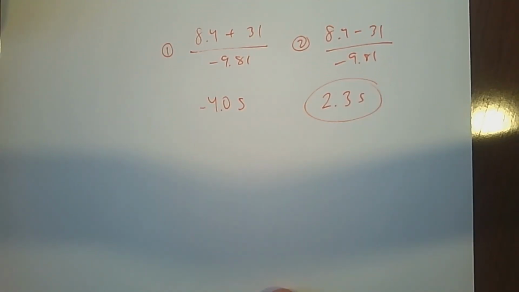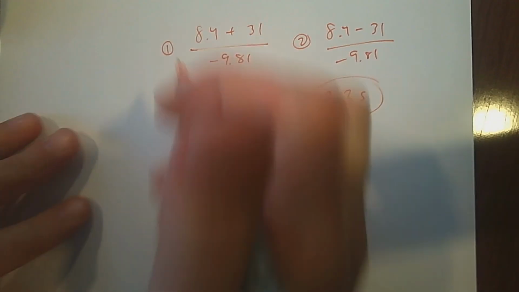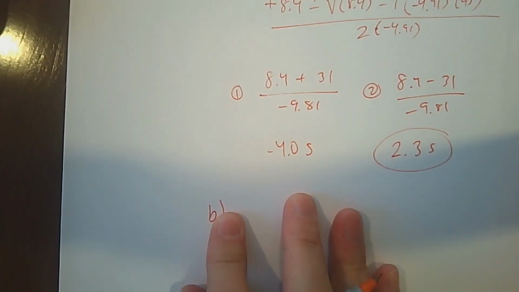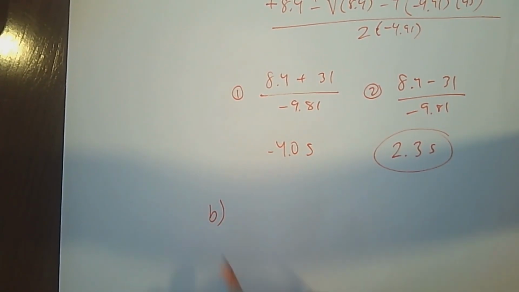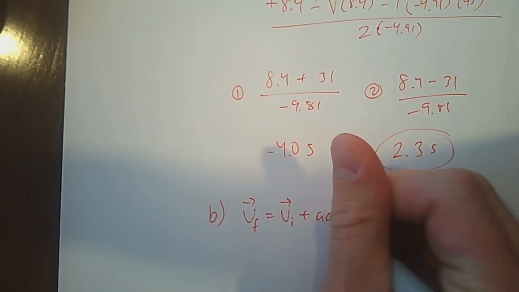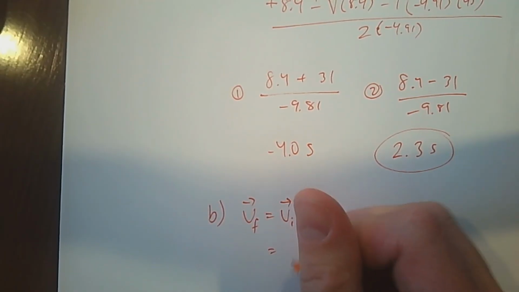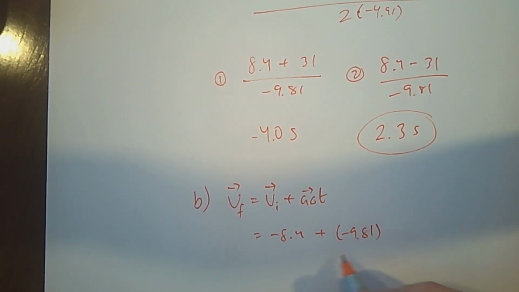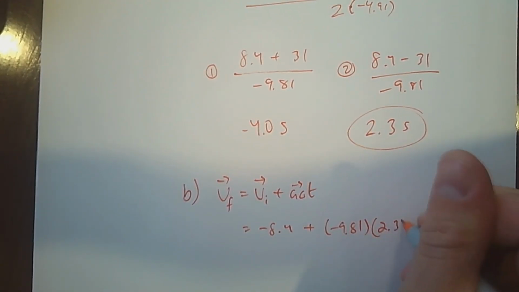The next piece of this problem is finding the speed just before impact. So we can look up at our known values. We have that delta t is equal to 2.3 seconds. That's right before it hits the surface of the water. So I can use really any of the kinematics equations that have v final in it. I'll use this one, v final equals v initial plus a delta t, and I'll plug in. The initial was negative 8.4, plus acceleration due to gravity, so negative 9.81, and our delta t is 2.3 seconds.